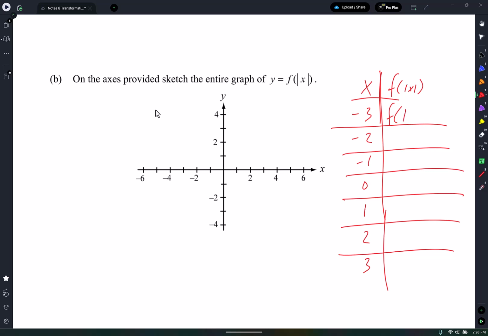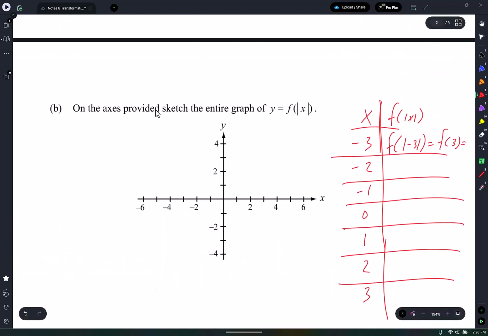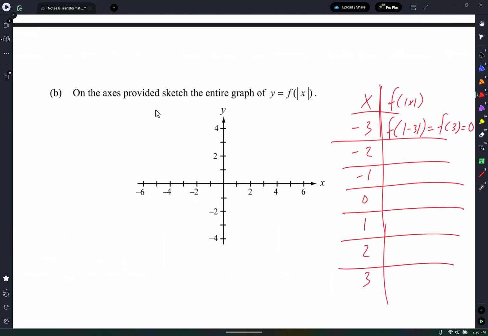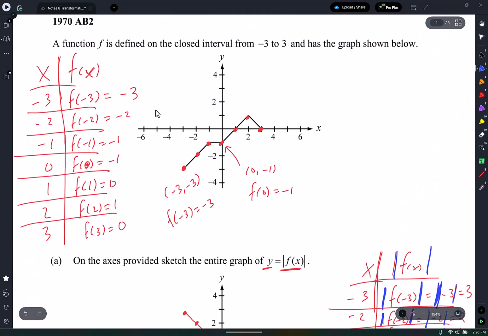F of absolute value of negative 3. Absolute value of negative 3 is just 3, so this is f of 3. And f of 3 was 0. So negative 3, 0. Does everyone see where I got that? No? See how it says absolute value here? I got the absolute value of negative 3, which is 3, and then I went to the original, and it tells me that f of 3 is 0.